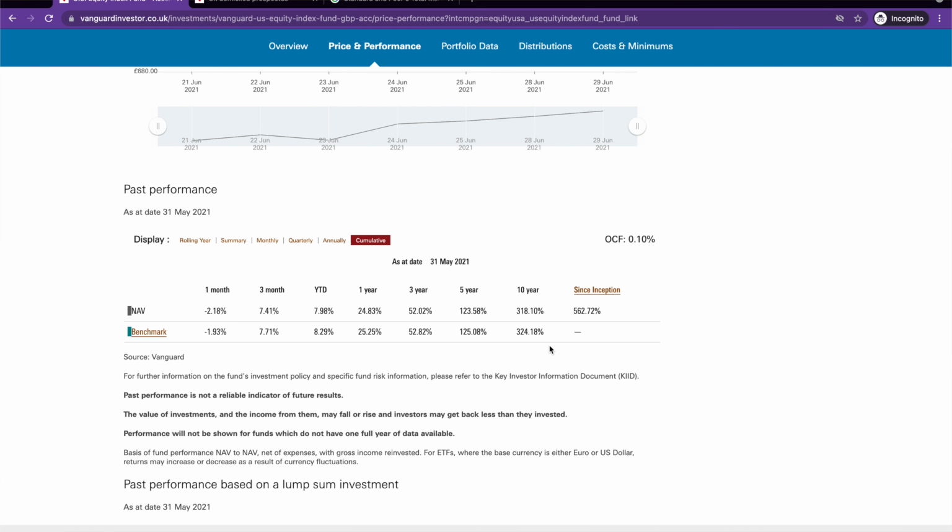And since the inception of the fund, you can see that this fund has grown in terms of performance 562.72%. Okay, and then if I click here, this fund was particularly created in 2009, so it's been around for roughly 12 years. Okay.